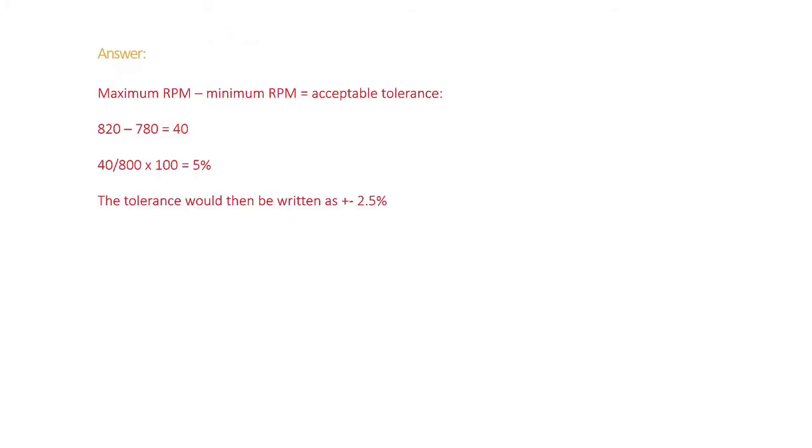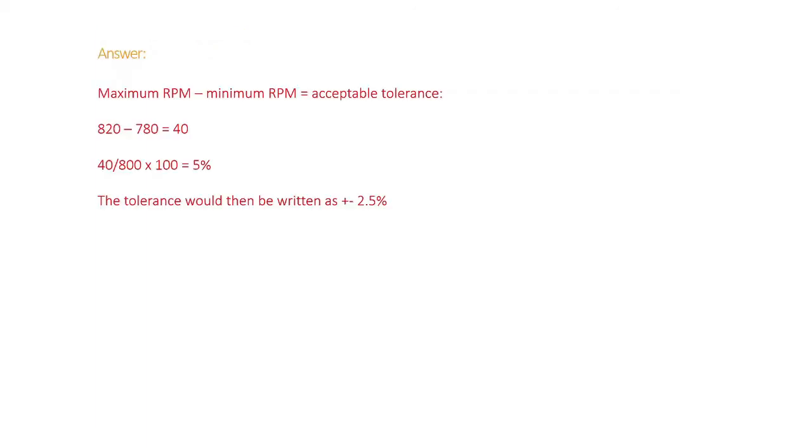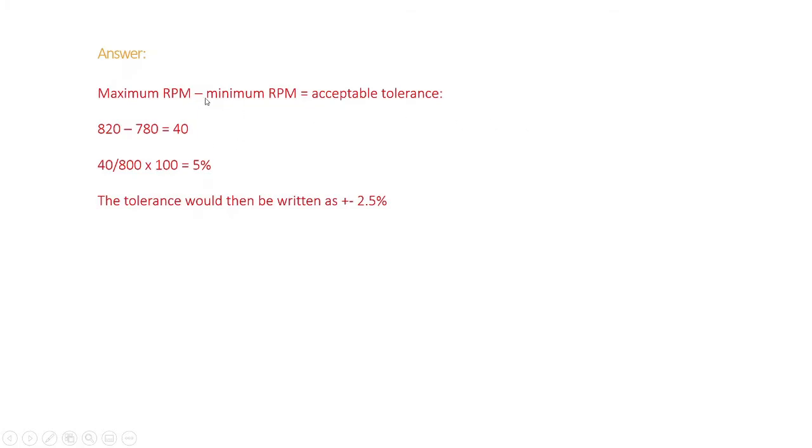So, you take maximum RPM minus minimum RPM, which is the acceptable tolerance. So, 820 minus 780, we're literally taking it from the question, that is 40. So 40 divided by 800. Where have we got the 800 from? 800 is the original speed. So all we're doing is the tolerance divided by 800 and times it by 100 to turn it into a percentage, because that's how you do it.